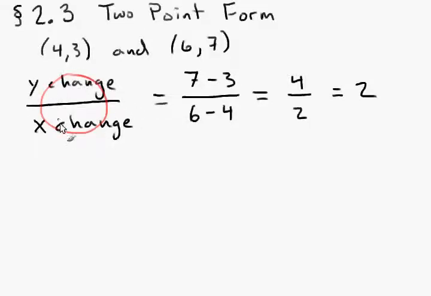And this ratio right here is called the slope. And we would abbreviate it as m is equal to 2. And what it describes is how quickly y changes for a change of 1 unit for x.